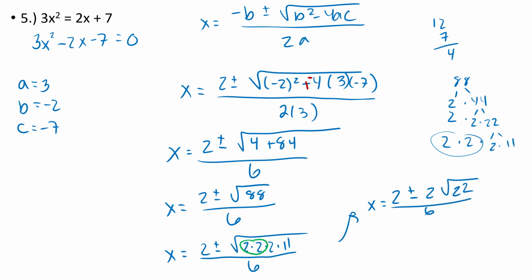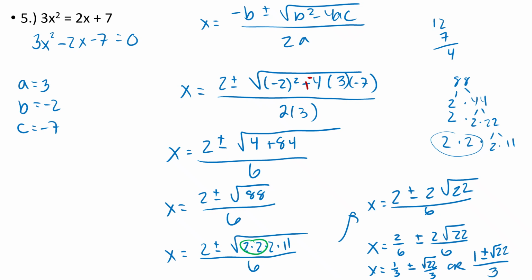And this does simplify more. So you can split that up. And 2 over 6 simplifies to 1/3. And this would also be 1/3, or you can write that as 1 plus or minus root 22 over 3.